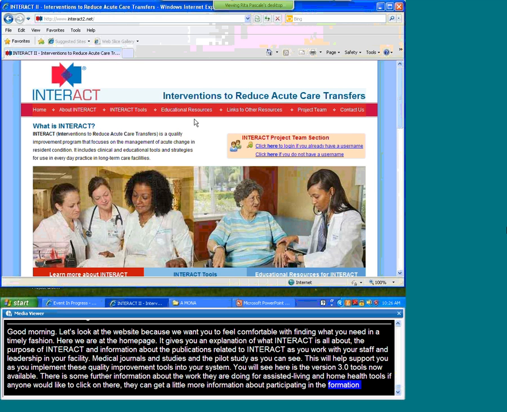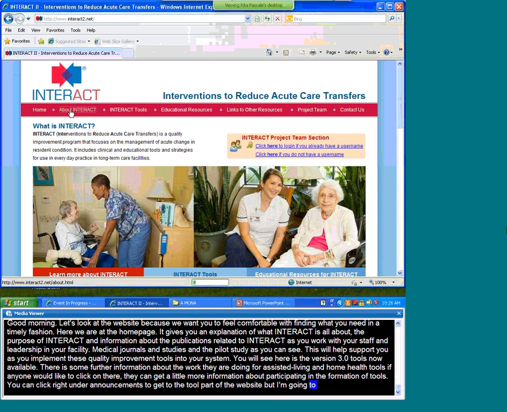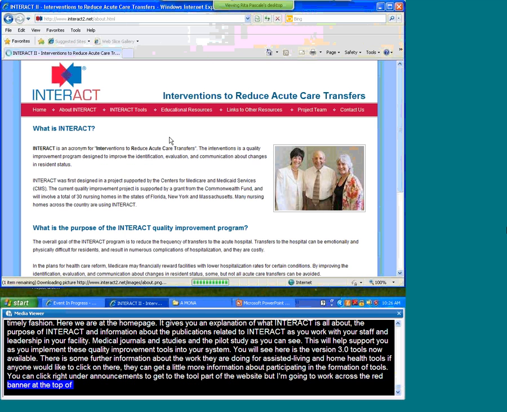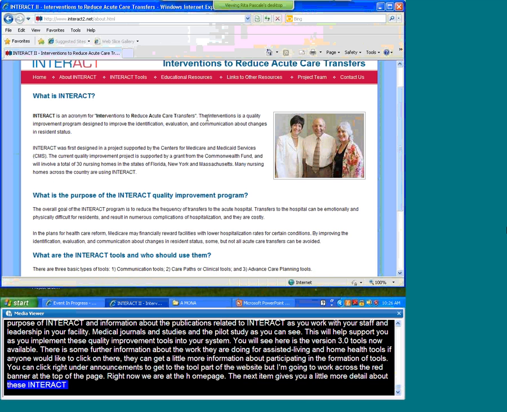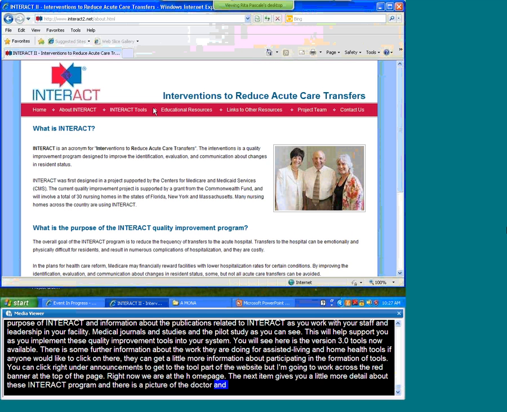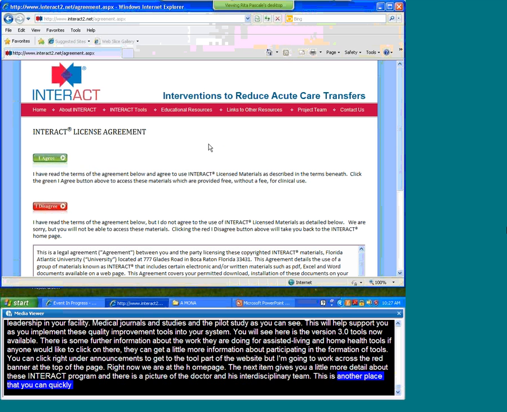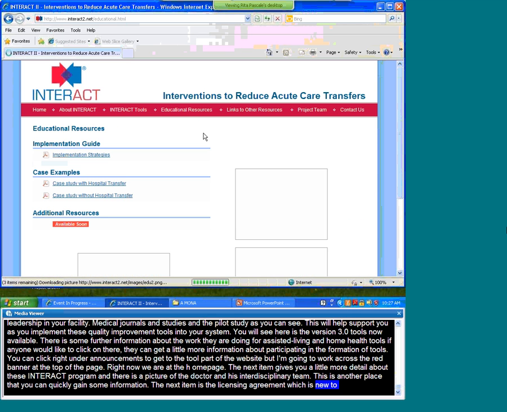But I'm going to actually work across the red banner at the top of the page. So right now we're at the home page. And then the next item that you can click on gives you a little bit more detail about the Interact program. And there's a picture of Dr. Joe and his interdisciplinary team that has worked so hard to bring this program to you. So this is just another place that you can quickly glean some information. The next item on the red banner, this is the licensing agreement, which is new to the Interact 3.0 tool. But I'm going to come back to that because I need to show you the rest of the banner first. Next, they have provided you with educational resources.